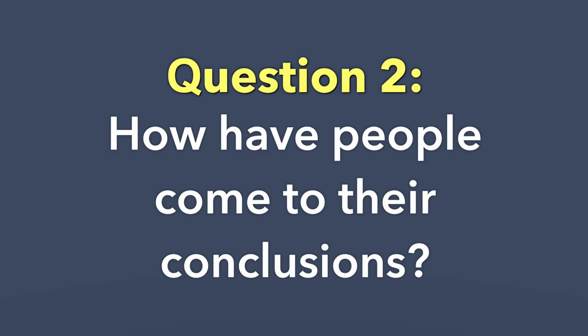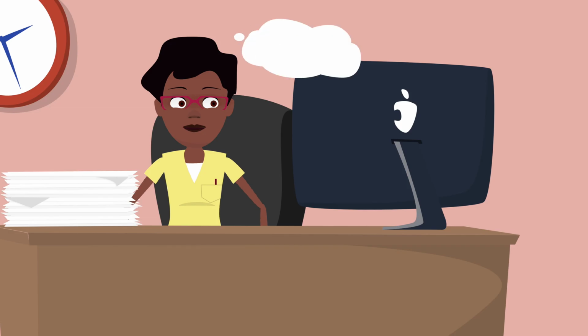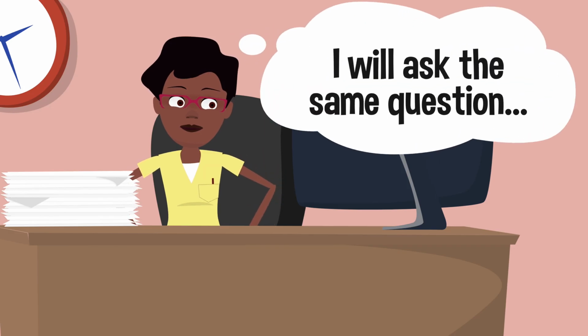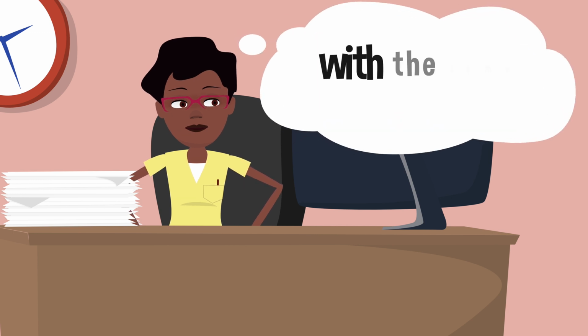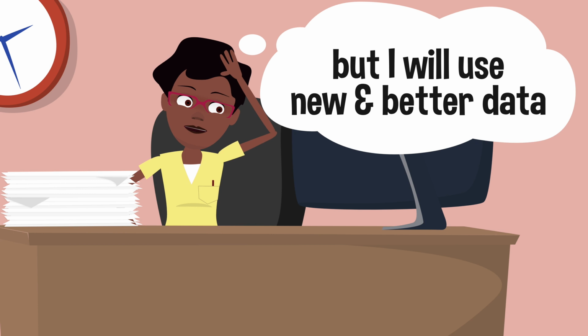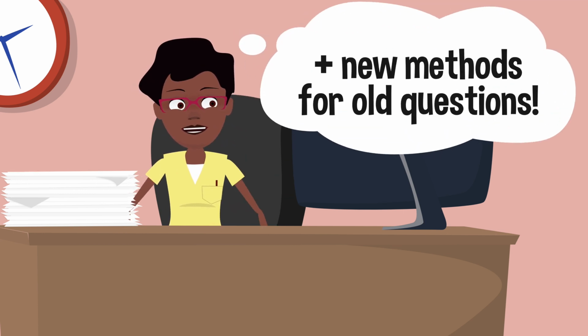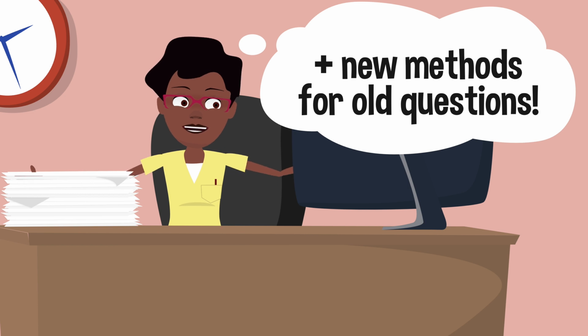Second, when you ask, how have people come to their conclusions, you're actually asking, what data have they used and what methods have they used? So what you might be doing is replicating the same questions and the same sets of concerns, but what you might do is add new data or better data. Or what you might do is think about new methods of interrogating the same sets of questions.